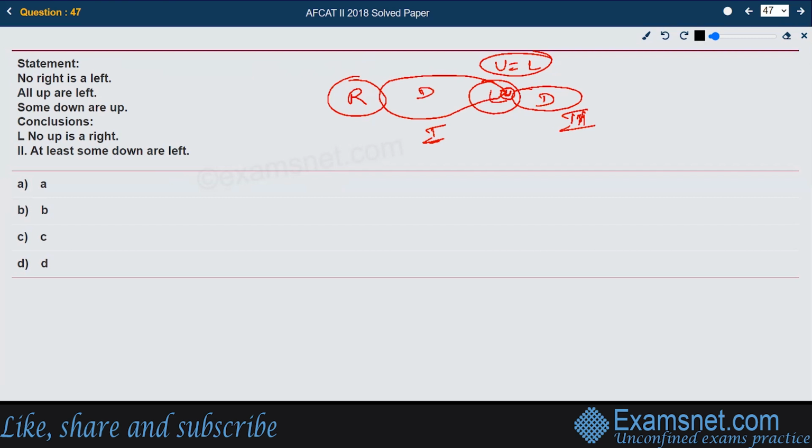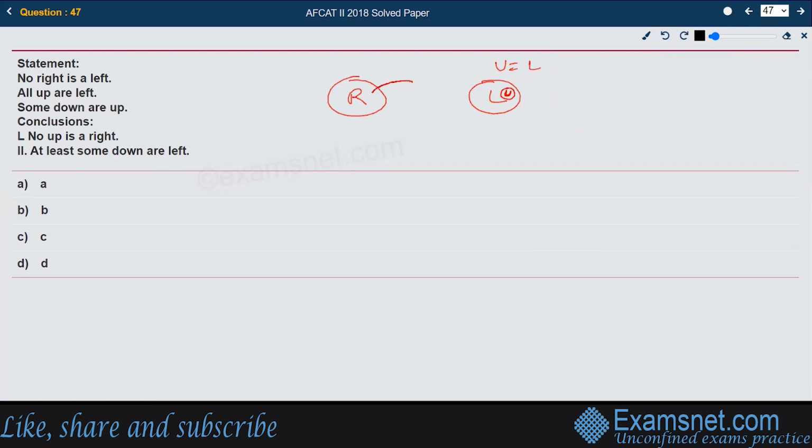Okay, the last one is some down are up. Oh, he has already said some down are up. So down and up have become common. So we can easily eliminate the second possibility, because he has already said that some down are up. So we can easily eliminate our second circle. Okay, like this. Let me just clean this. Okay, this is fine. This possibility has been gone.